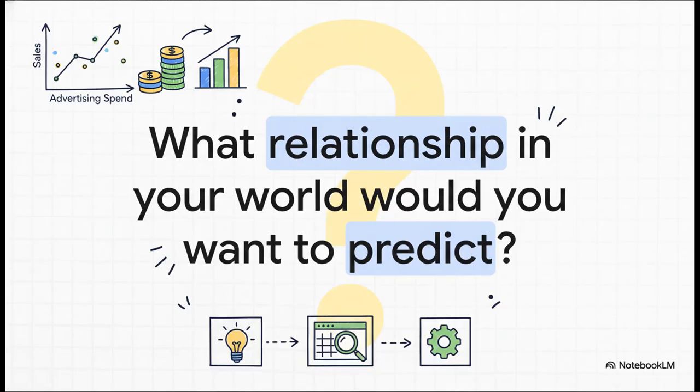And that kind of leaves us with one last question. Think about your own world, your work, your hobbies. Is there a relationship between two things where, if you just understood it a little better, you could predict something really important? What's the one relationship in your world you'd want to be able to predict?